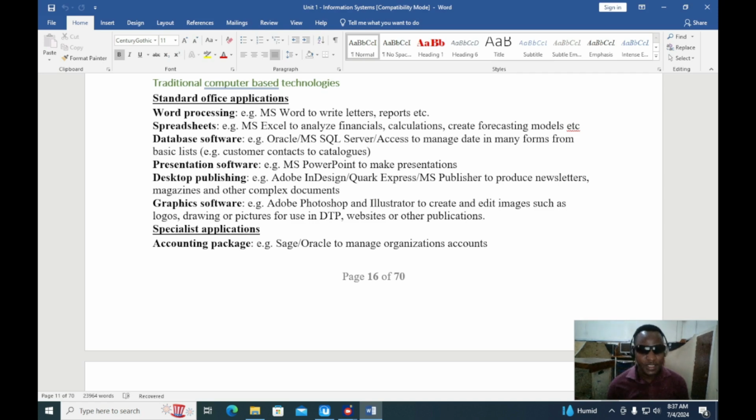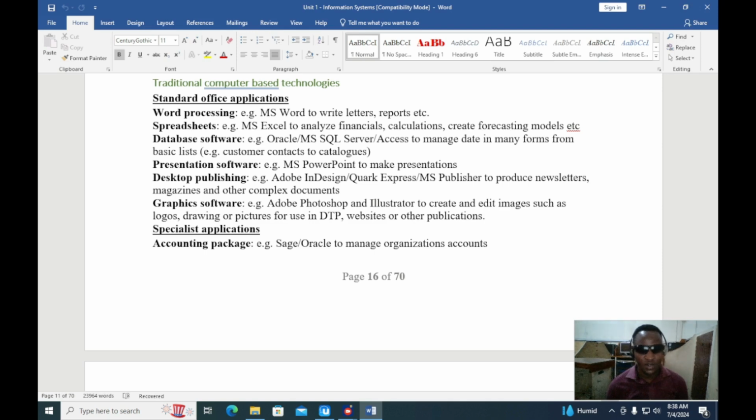We have desktop publishing. For example, we have Adobe InDesign, QuarkXPress, and Microsoft Publisher that we can use to produce newsletters and many other publications, such as magazines and also some other complex documents. We also have graphic software. When we talk about graphic software, we can talk about Adobe Photoshop and Adobe Illustrator that we can use to edit and even create images. For example, we can create logos, and we can draw pictures for use in websites or maybe some other applications.